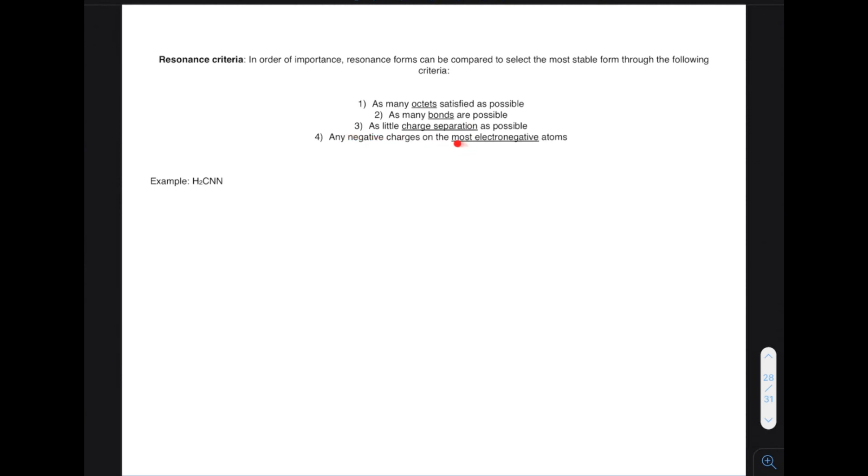Have as little charge separation as possible, so you should lessen the amount of charges you have in general when looking at these different atoms. And any negative charges should be on the most electronegative atom. So an oxygen should have a negative charge over a carbon having a negative charge, because carbons are less electronegative than oxygens. So let's look at an example for this.